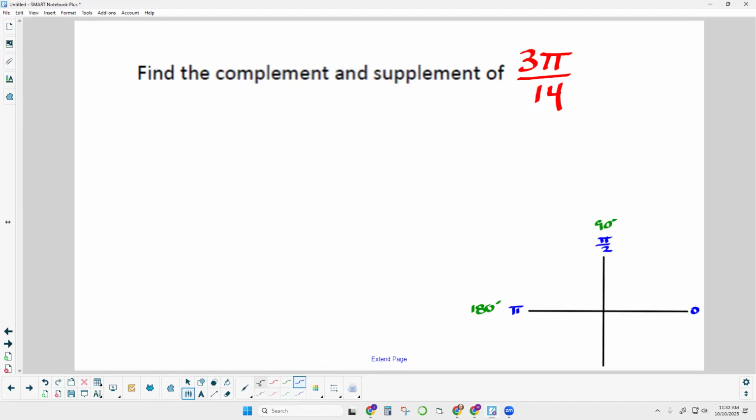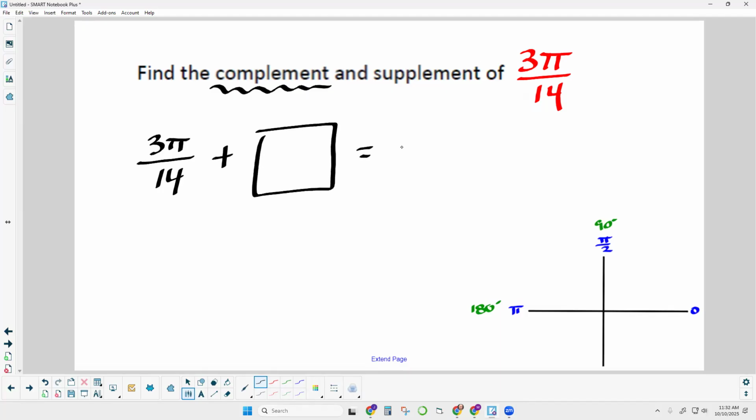So typically you'll be asked a question like, find the complement and the supplement of 3 pi over 14. So we're given an angle in radians, 3 pi over 14, and we have to figure out, let's start with complementary. So we'll find the complement. What must we add to 3 pi over 14 to get pi over 2? Because pi over 2 is 90 degrees, right? So what we want here is a common denominator. So we want to think of pi over 2 radians in terms of 14ths.